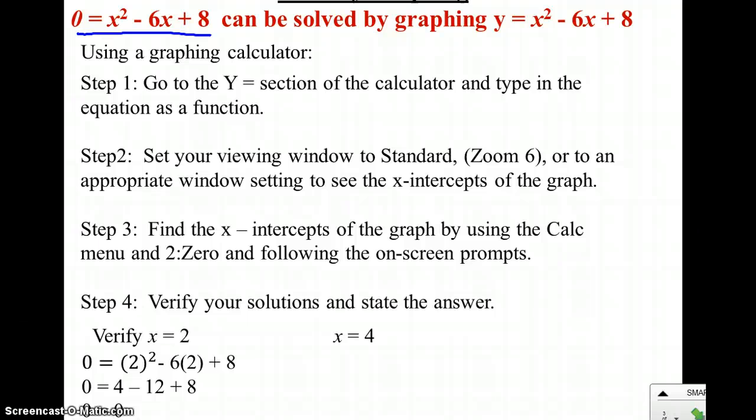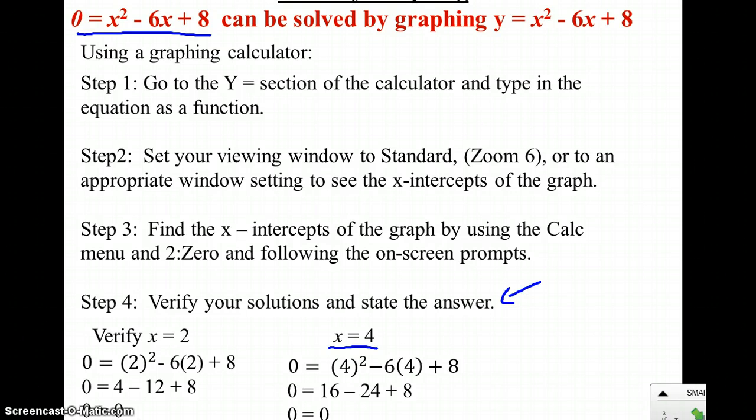We do the same thing when x is 4. Substitute that value in for x everywhere in this equation, x squared minus 6x plus 8, and we notice that also is true, 0 equals 0. Once I have verified my solutions, I can now state my answer. So the solutions are x equals 2 or x equals 4. So we solved that by graphing on our calculator.